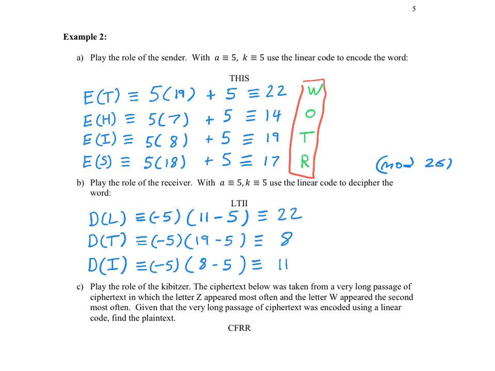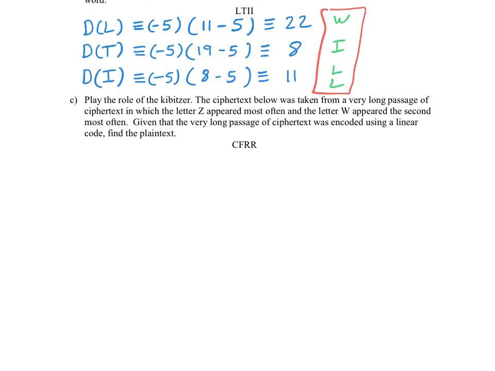So this time we get 22, which is W, 8, which is I, 11, which is L, and there's 2 of them. So the word that we're finding out here all along is the word will. So finally, we'll play the role of the kibitzer. So the kibitzer has been looking at CFRR and is trying to decode that.